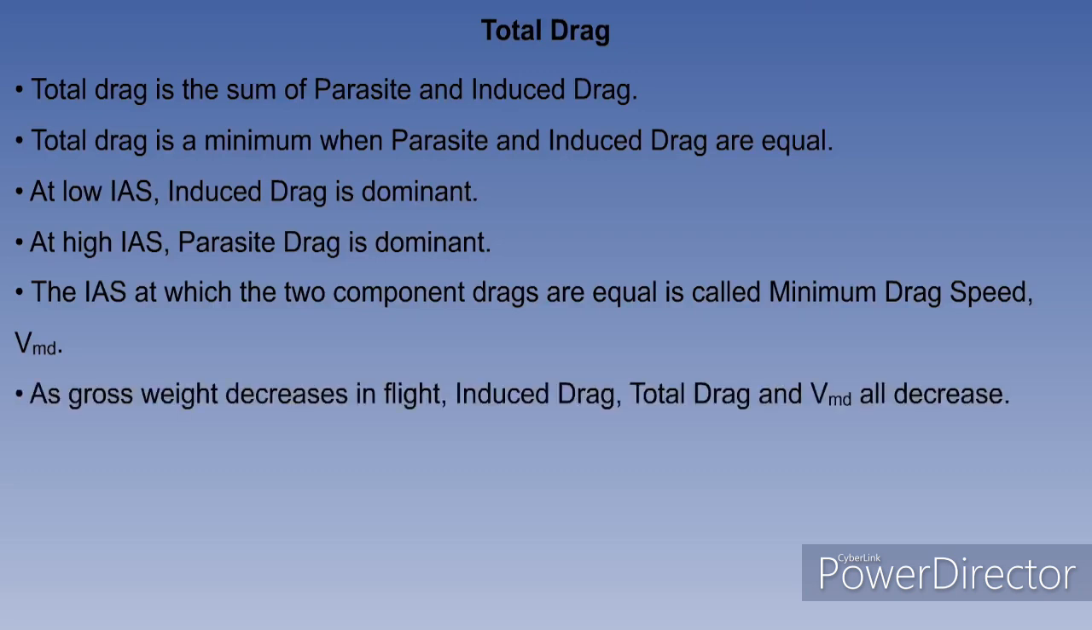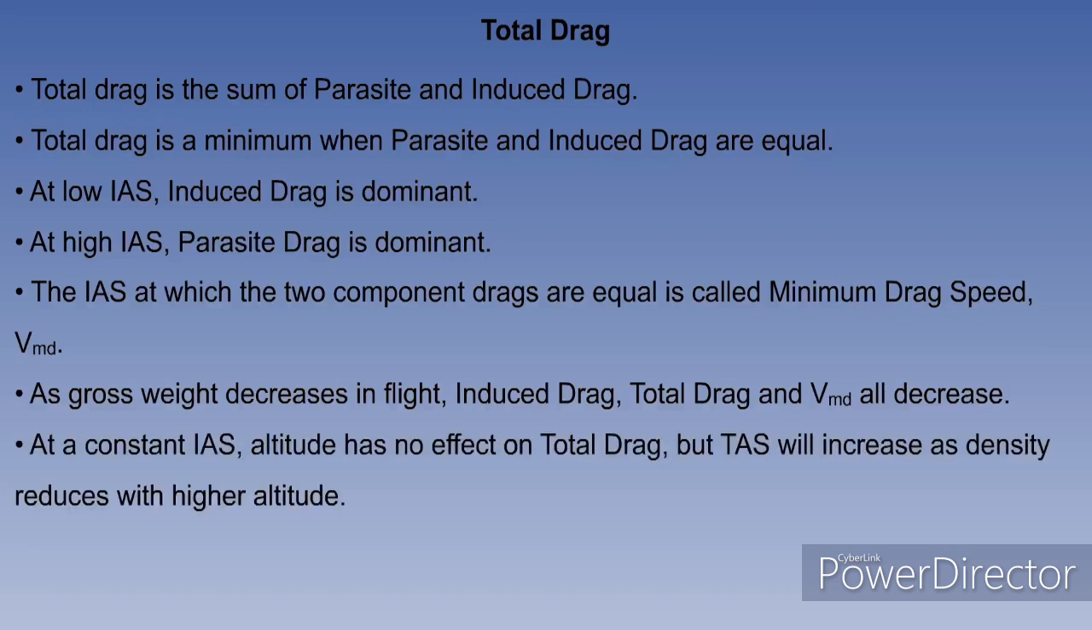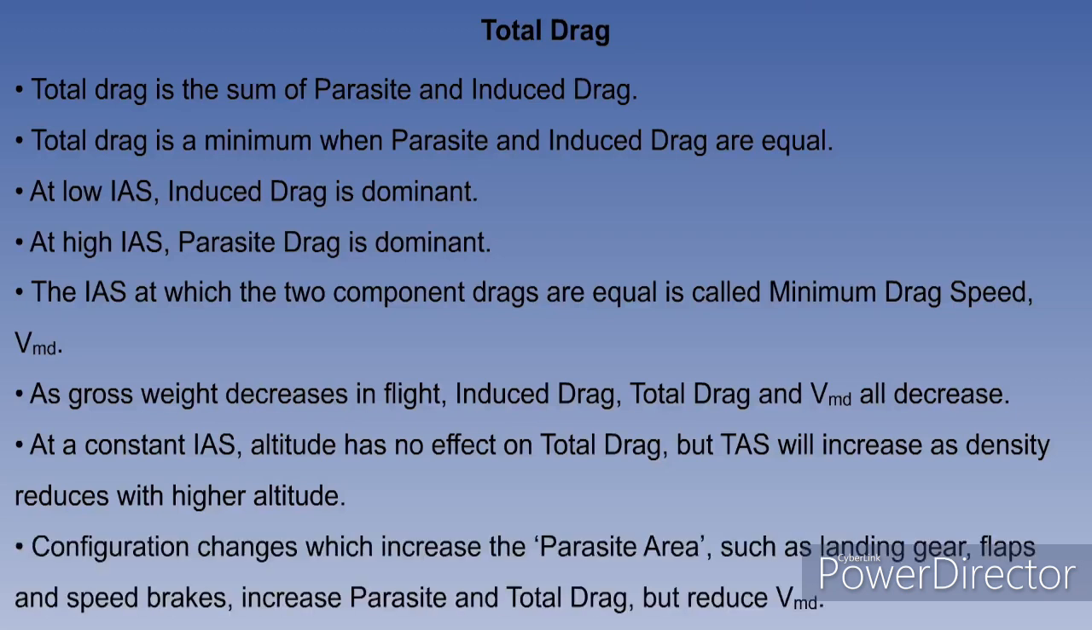As gross weight decreases in flight, induced drag, total drag, and VMD all decrease. At a constant IAS, altitude has no effect on total drag, but TAS will increase as density reduces with higher altitude. Configuration changes, which increase the parasite area, such as landing gear, flaps, and speed brakes, increase parasite and total drag, but reduce VMD.